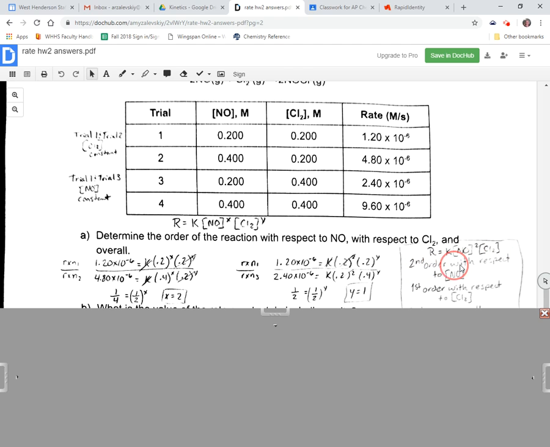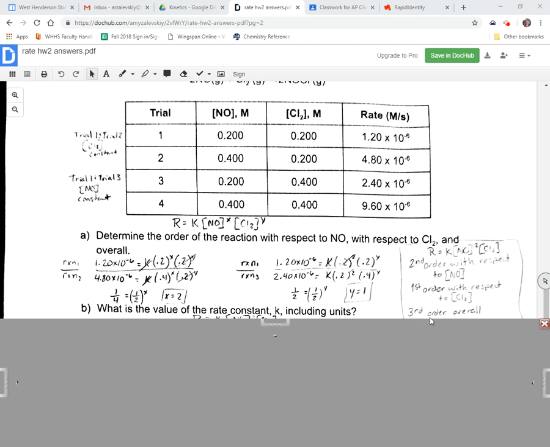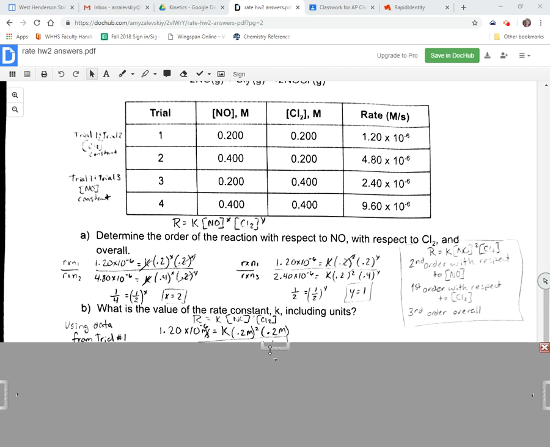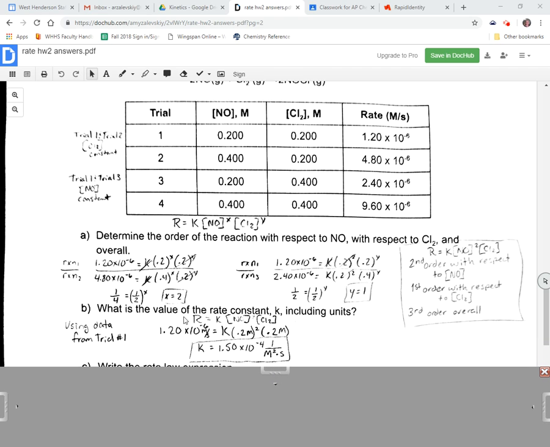So here is my rate law expression, and I found the orders here. It is second order with respect to NO, and it is first order with respect to Cl2. And then that makes it third order overall. We just add 2 plus 1, and that gives us the order for the overall reaction. Then it asks us to find the rate constant K, including its units. I use my rate law expression and the data from trial 1. I just chose it because it's the first one on the list.